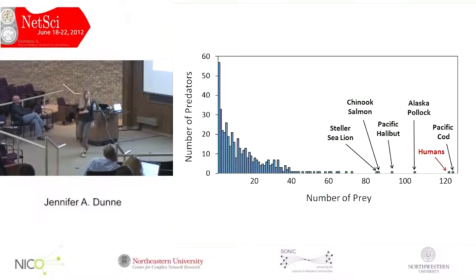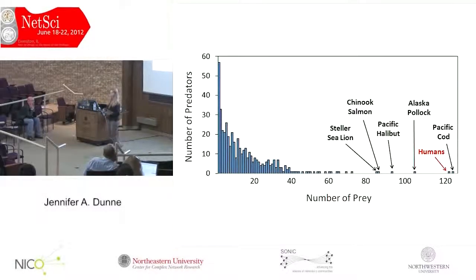Here's just a simple histogram of the number of predators that eat a particular number of prey. So humans are way out here. They're basically number 2 in terms of their generality, second only, very slightly, to Pacific cod, and then some other fish species down below, Steller sea lions. So humans were super generalist in this system.